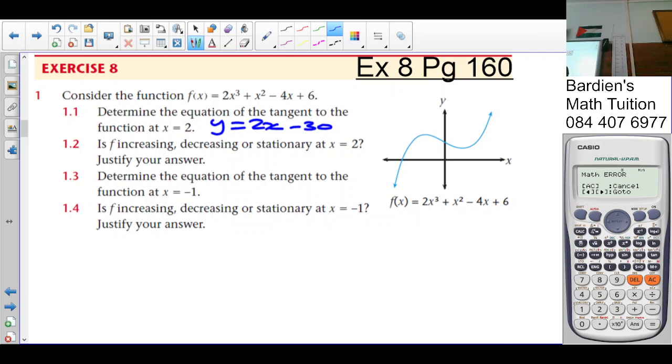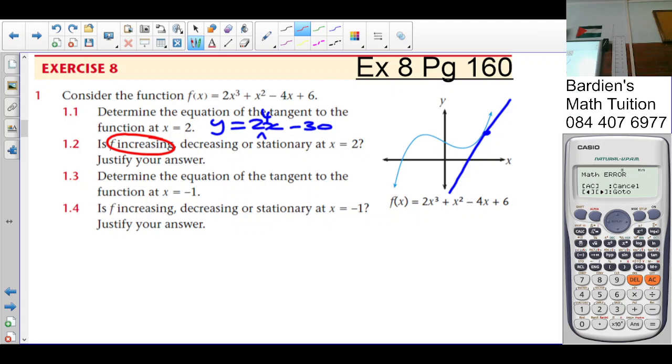So 24x, must be at 4 here, minus 30, then that point is about here. That's basically the tangent we have calculated, this line. Okay? Is f increasing, decreasing, or stationary at x equal to 2? Increasing. Because as x increases, the value of y increases. Can you see that? Is this increasing or decreasing here? Increasing. So it's increasing. Then justify the answer. The gradient is positive, you can say, or as x increases, the value of y is increasing.